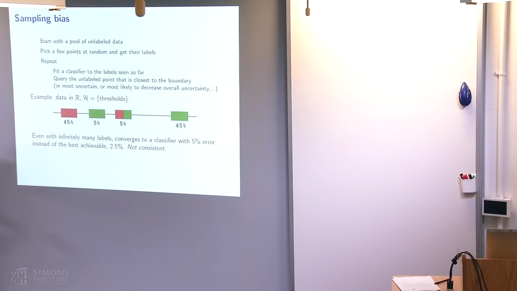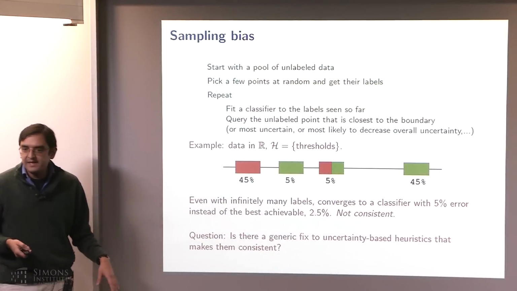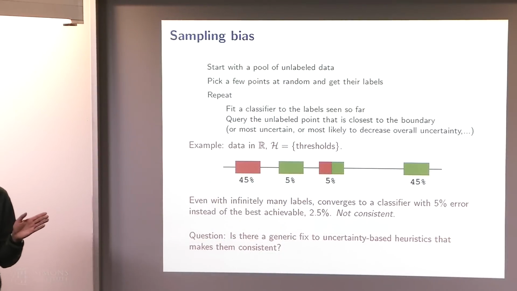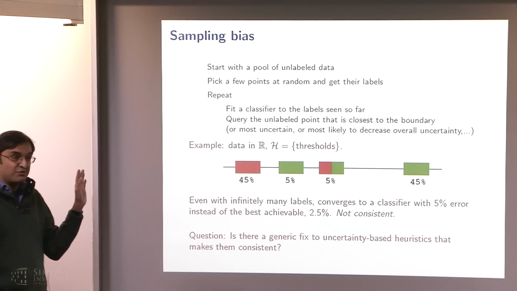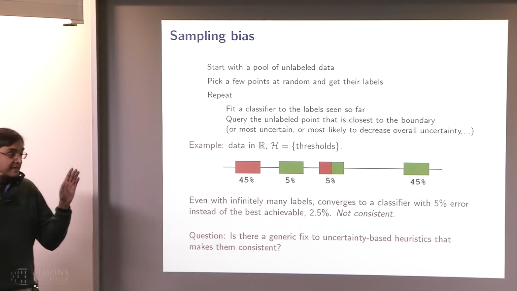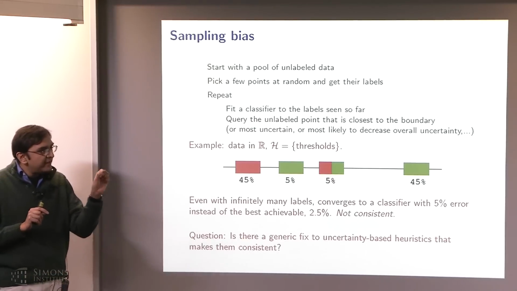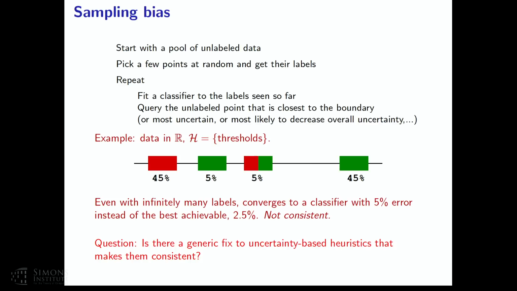Okay. So one interesting question over here is, is there a generic fix to these heuristics that just makes them consistent? Forget about efficient use of labels. All these uncertainty-based heuristics, is there some generic thing you can do to them? Maybe it's a little bit of random sampling or something that just automatically makes them consistent. I don't know. That would be really nice.